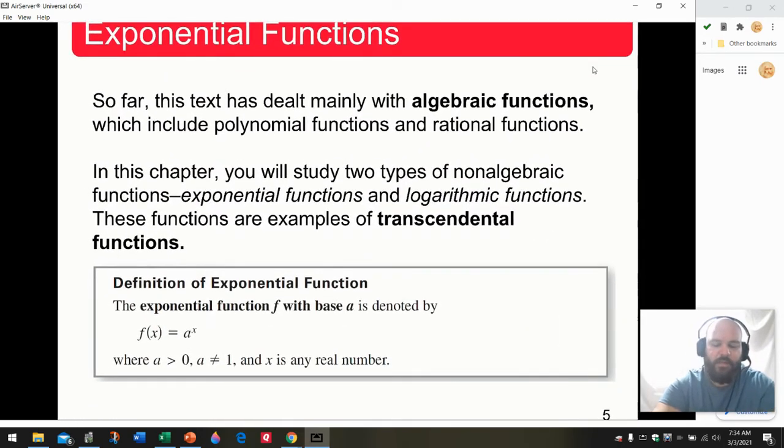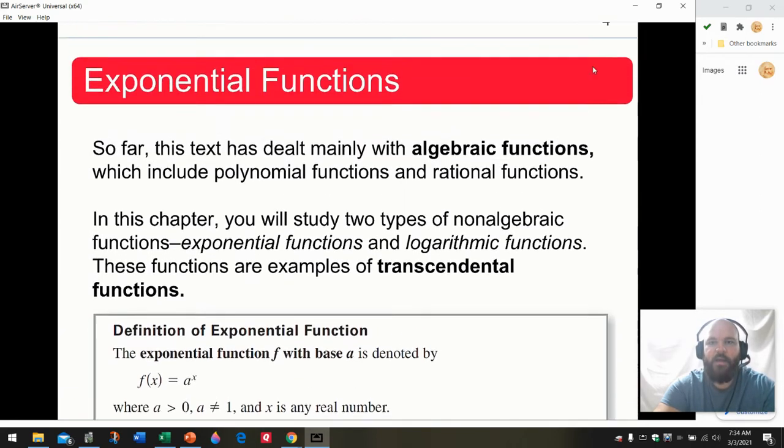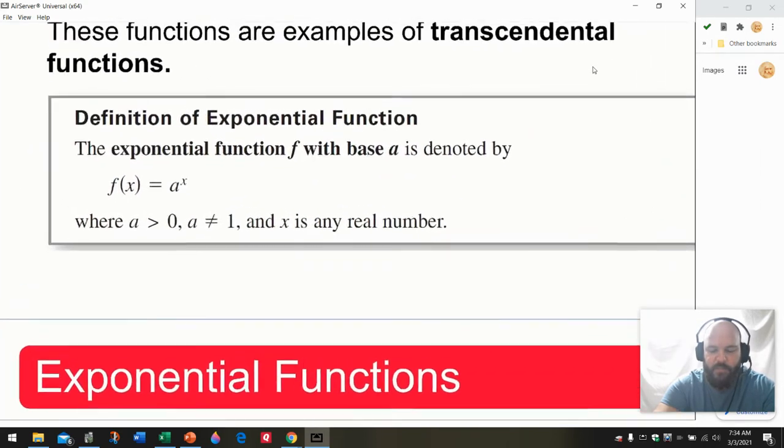And it says, so far, this text has dealt mainly with algebraic functions, which include polynomial functions and rational functions. But in this chapter, you will study two types of non-algebraic functions, exponential functions and logarithmic functions. And these functions are examples of transcendental functions. And they have some different attributes than the other algebraic functions that we've studied so far.